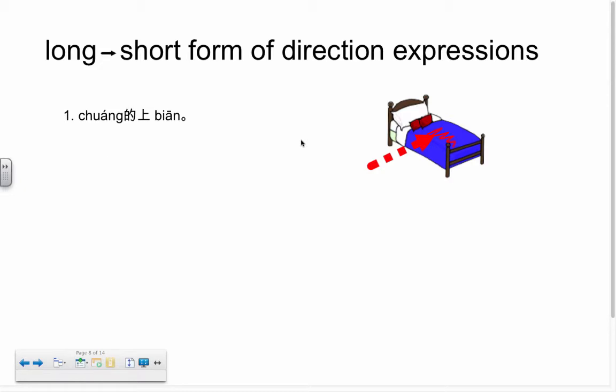But if I was to make it shorter, I could also do 床上. Notice I'm getting rid of the de. And because I get rid of the de, I also don't need the bian. Remember, bian we add on to things for directions like you means right, but youbian means the right side. Li means inside, but libian means inside in a long sentence. So we just get rid of bian and keep shang. Let's do one more example here. And remember, these both mean on top of the bed. They mean the exact same thing.